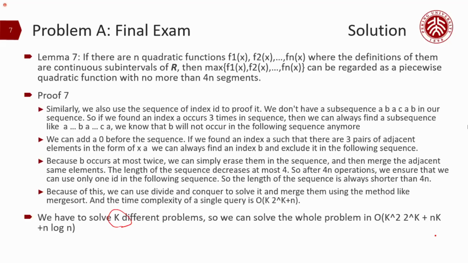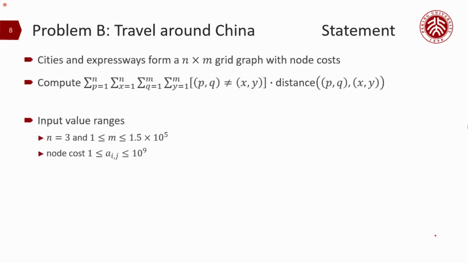And then let's look at problem B. Problem B should be easier than problem A. The title is Travel Around China. And the statement we can simplify as on this slide. So we have cities and expressways. They form an n by m grid graph with the cost on the nodes. And then we would like to compute the all pairs distance on this graph.